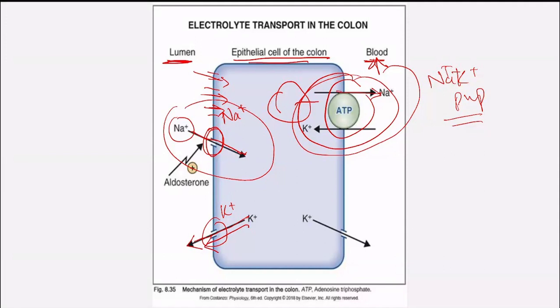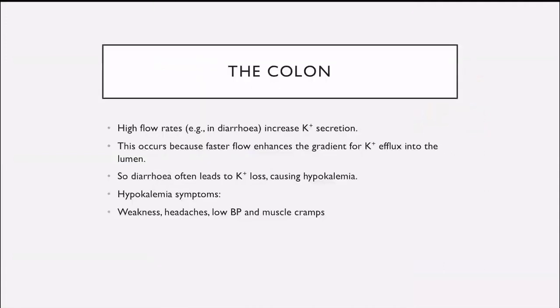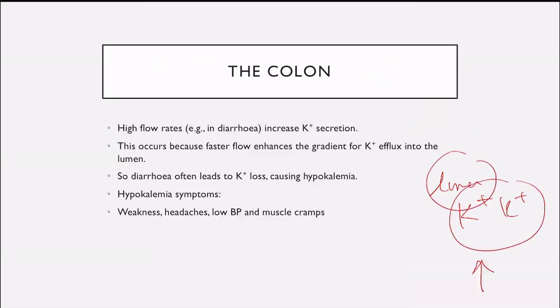If that happens, we're going to have a lot of potassium inside of the lumen over here. So in the lumen, when you have a lot of potassium, it's going to be washed away. High flow rates, for example, in diarrhea, increase potassium secretion. So if you have a lot of water flushing through your small intestine and then through your large intestine, it's going to cause an increased potassium secretion. This occurs because faster flow enhances the gradient for potassium efflux into the lumen. So diarrhea often leads to potassium loss, causing hypokalemia.